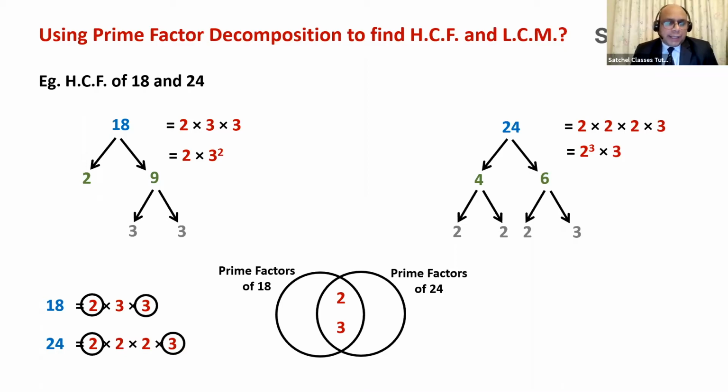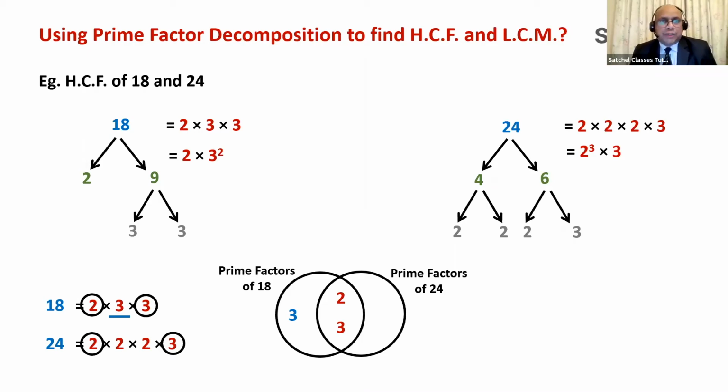Now, if I look at the number 18, what factor is left out? If I leave out the common factors which have been circled, the only factor left out is 3. So that goes into the uncommon region of 18. So it's a part of 18, but not a part of 24. So it's not common to 24.